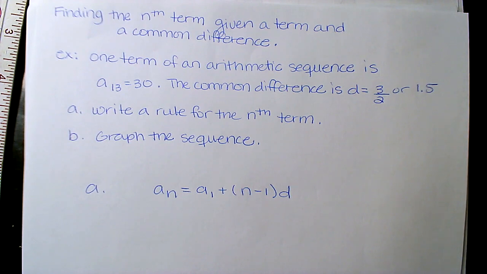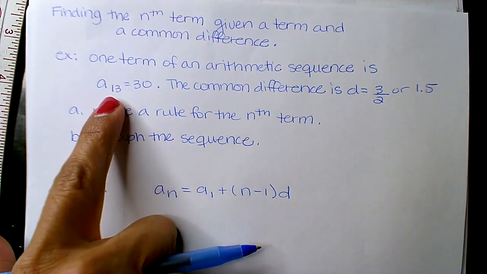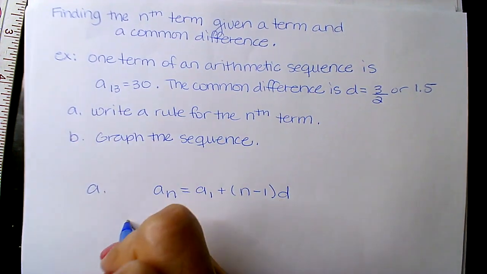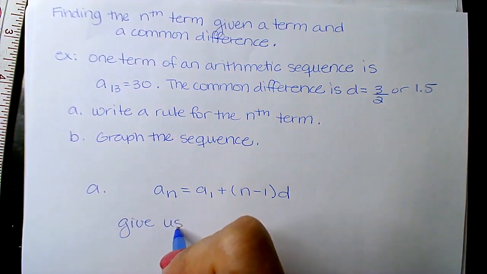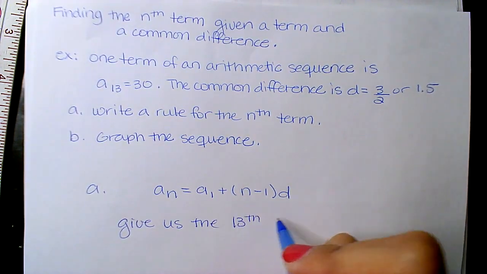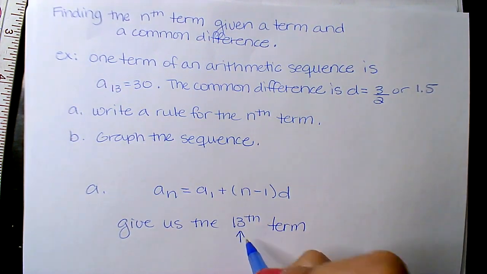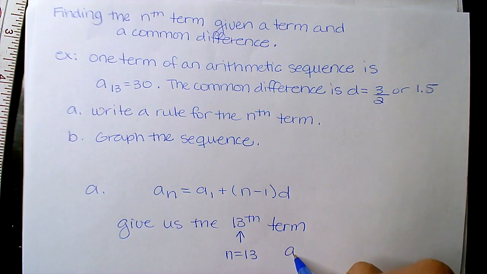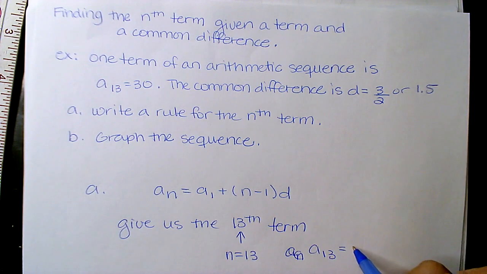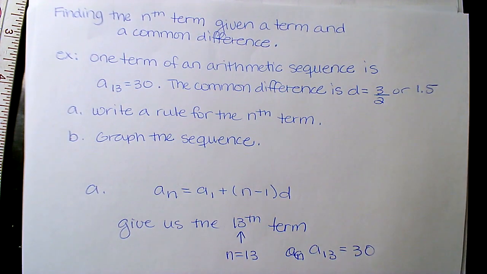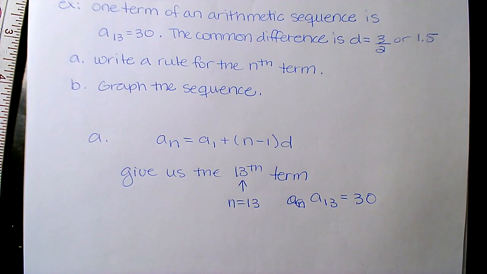Okay, so they want us to give the explicit formula, except they gave us the 13th term. So if they give us A sub 13, then that means n is 13, and the 13th term value is 30. I'm going to move it up now. Even though they give you A sub 13 equal to 30, you have to know that 13 is n.